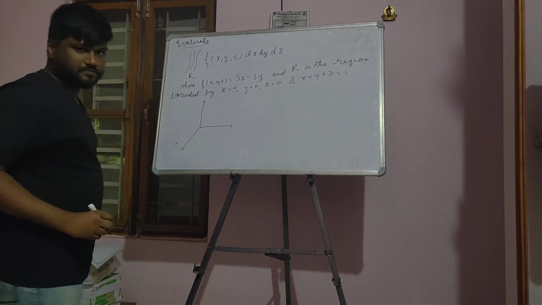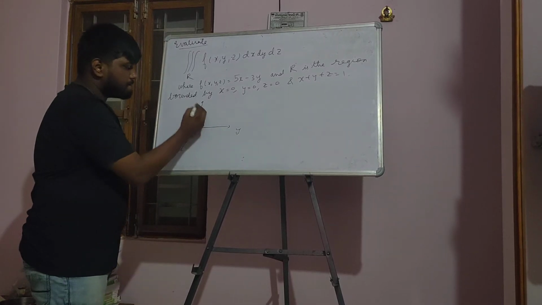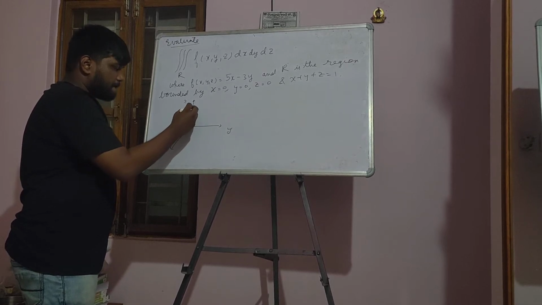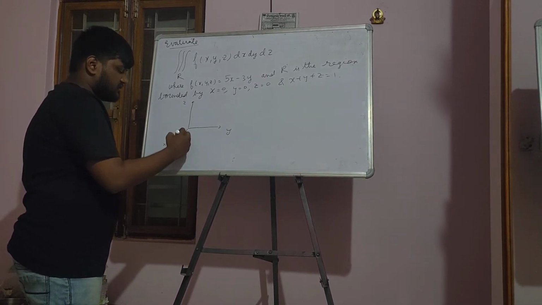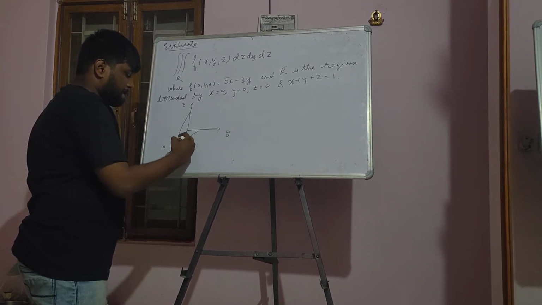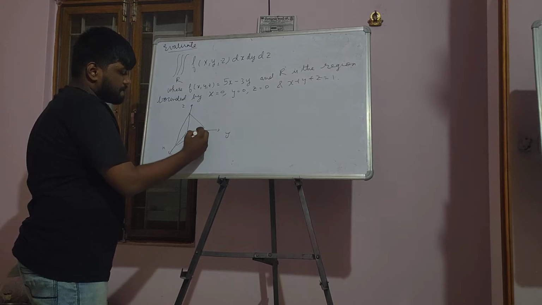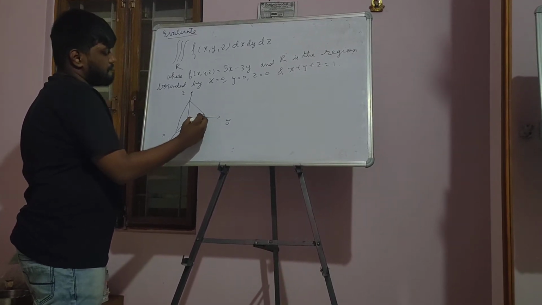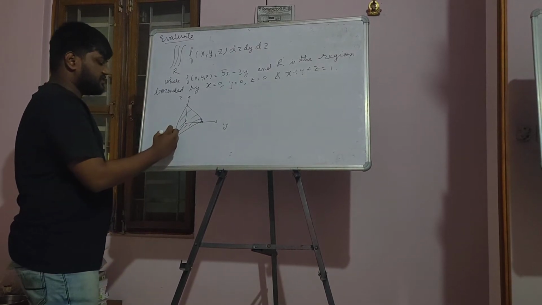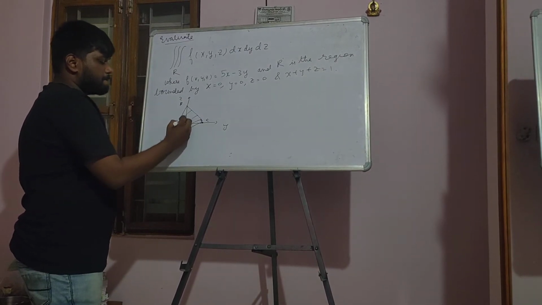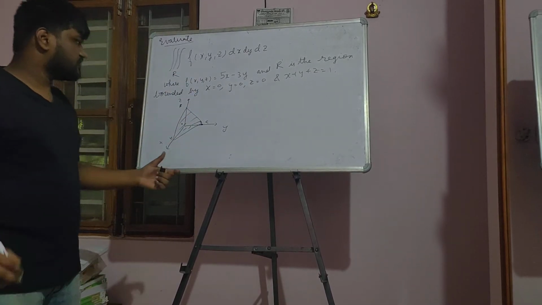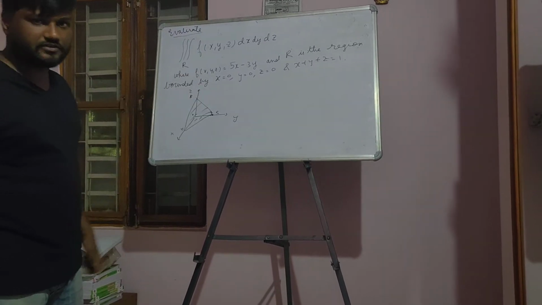So let's say this is x, this is y and this is z, and our plane would then be like this. So this is a tetrahedron basically, and we want to find the volume of this. Not actually volume, we want to integrate with respect to f here.